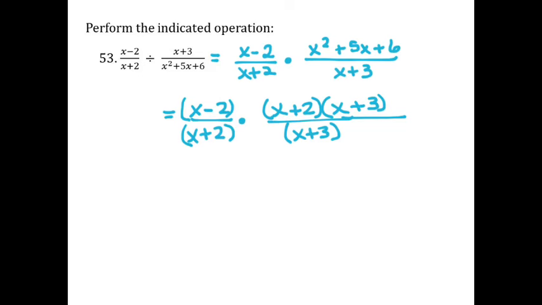So now notice that I've got an x plus 2 in the numerator and the denominator, so I'm going to cancel those out. I also have an x plus 3 in the numerator and the denominator, and if I cancel those out, then I end up with an answer of x minus 2.